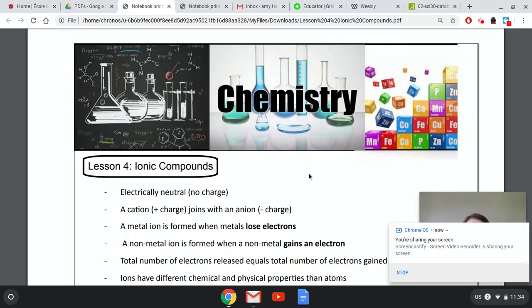So for this week, I don't want to do too much. I just want to review lesson 4 and 5 that we already have done and get you to go back and do a few practice questions from each section in your booklets. So here I have the notes for lesson 4, ionic compounds.